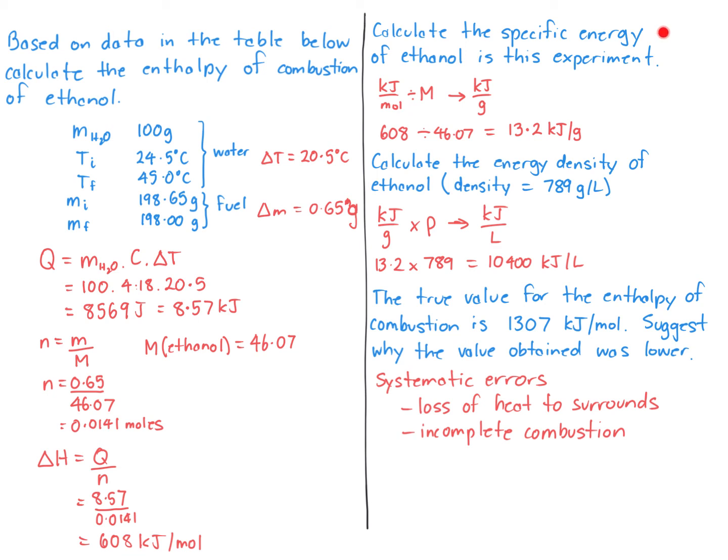Next, calculate the specific energy of ethanol in this experiment. The specific energy is the kilojoules per gram. How do we convert that? We're going to divide by the molar mass. Now let's say you couldn't remember, like I probably wouldn't be able to remember, that to go from kilojoules per mole to specific energy, which is kilojoules per gram, you have to divide by molar mass. So let's say you went, oh, I can't remember exactly how to do this.